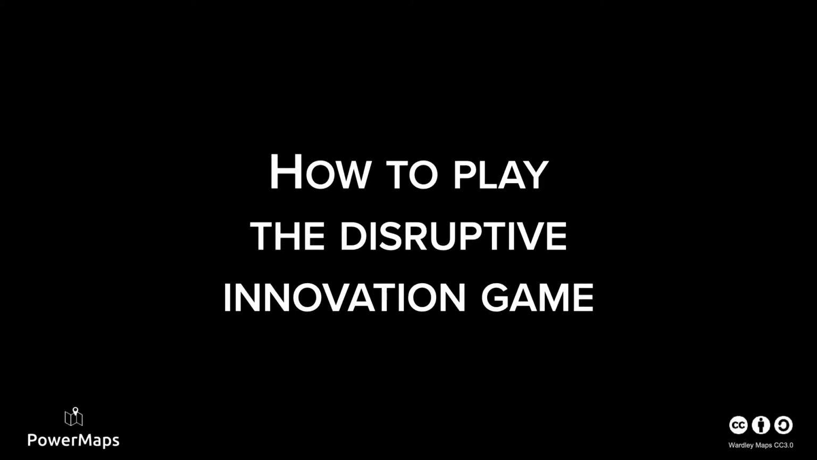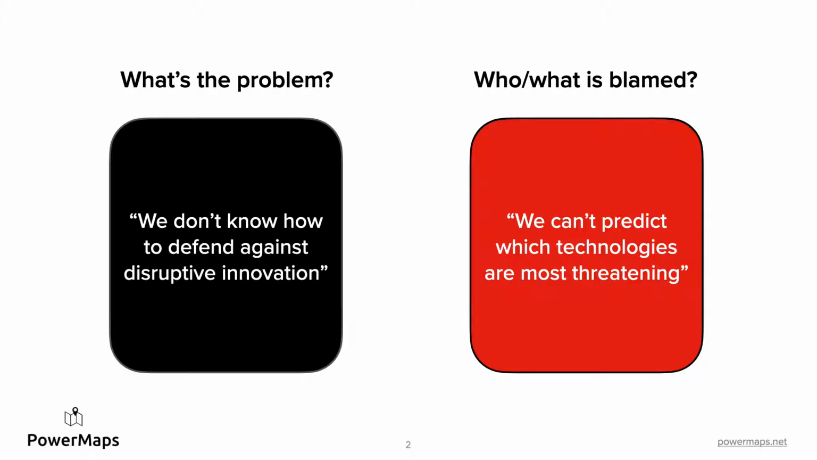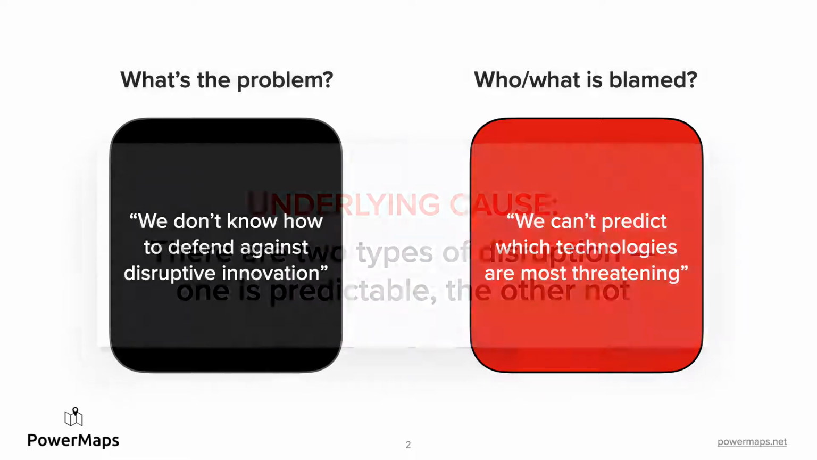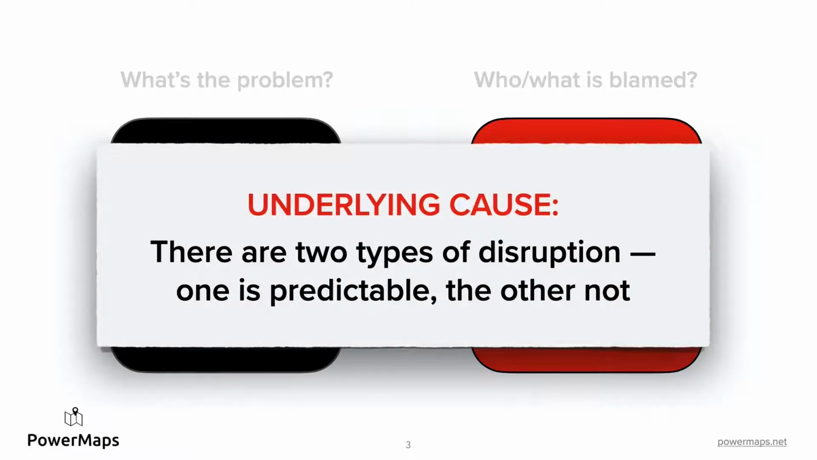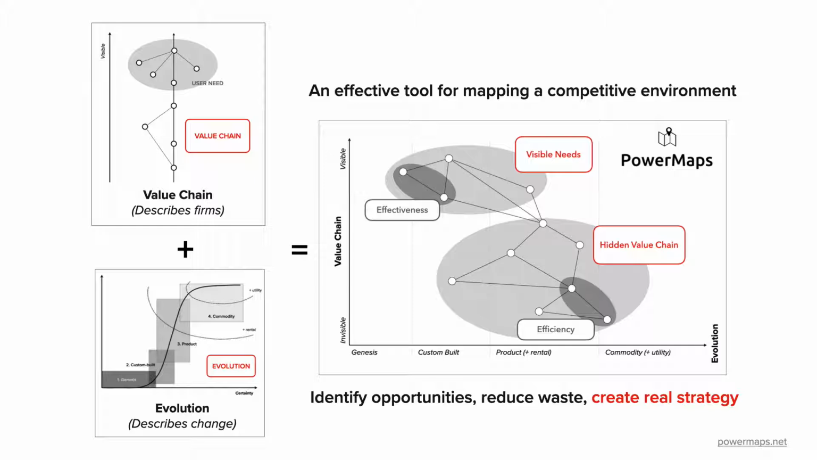So how do you play the disruption innovation game? Well, it's hard to defend against disruptive innovation when it's so hard to predict which technologies are going to be disruptive. But the real problem is there are two types of disruptive innovation, and while one of them is predictable, the other is not.